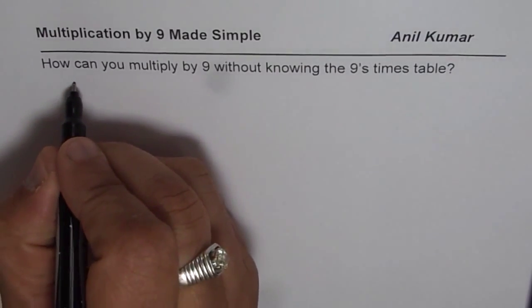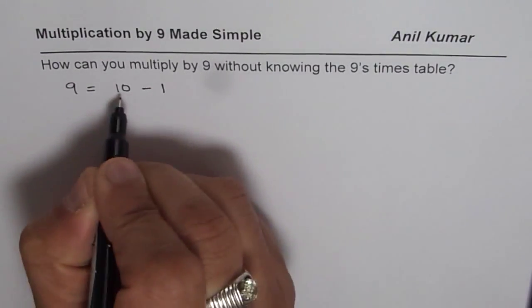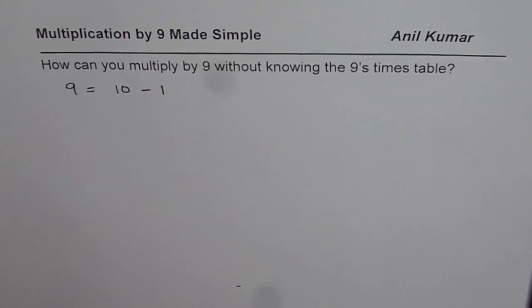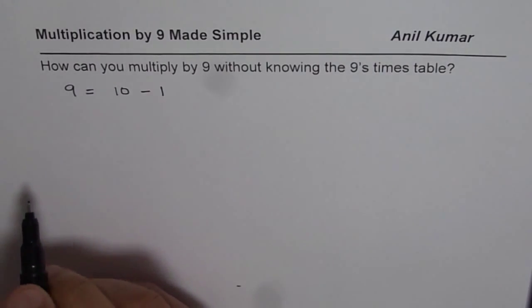9 could be written as 10 minus 1. 10 minus 1 is 9. So that is what we use to make multiplication by 9 simple.